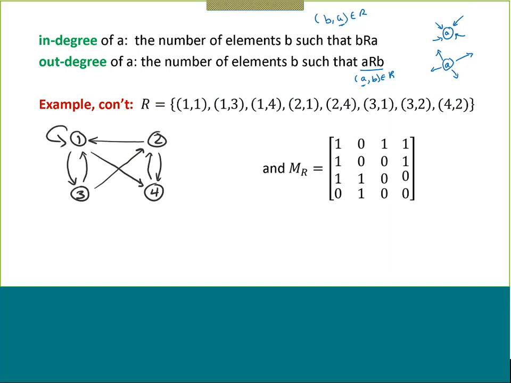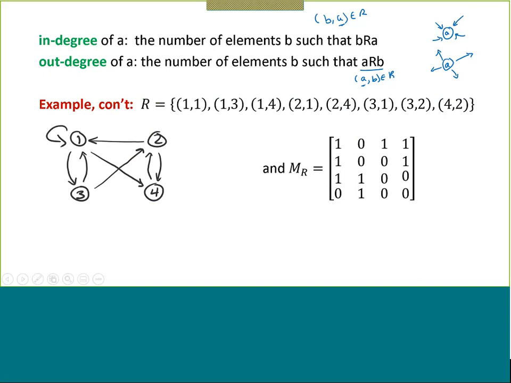Oh well. So this one here is an example that we saw previously. We had 1, 1, 1, 3, 1, 4, 2, 1, 2, 4, 3, 1, 3, 2, and 4, 2. This was the original example of the digraph we had, except here I reoriented the vertices differently. I'd flip-flopped the 3 and the 4 when I drew this up previously. Okay. But same thing, just the vertices got flip-flopped.